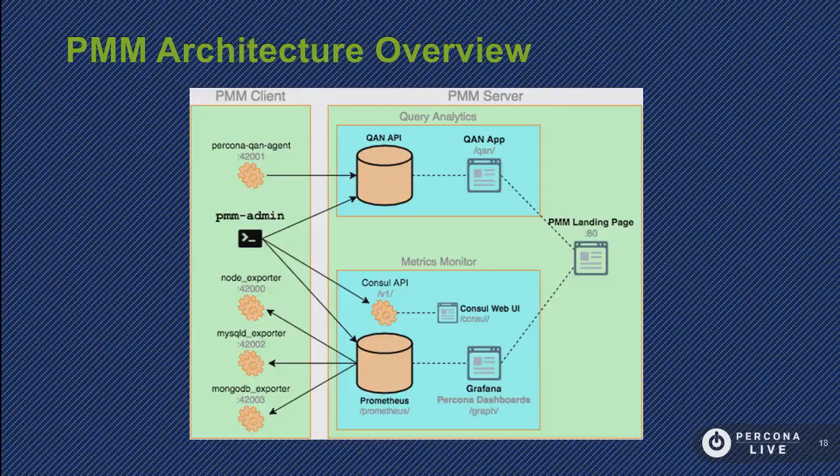On the server side, we have an application for analysis queries as well as for our metrics, which includes Prometheus for data store, Grafana for visualization, and then we really have a Consul inside which is used for discovery, but we don't really expose that to a lot of users, right? Unless you have some very specific use case, you don't have to use that.